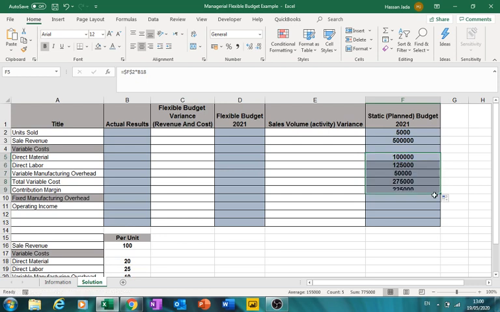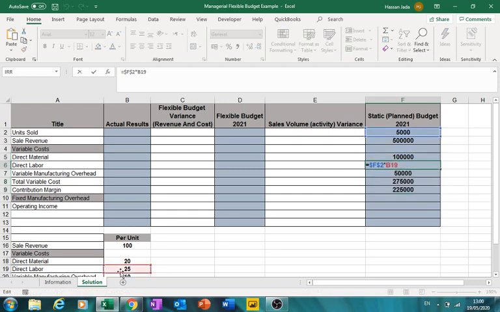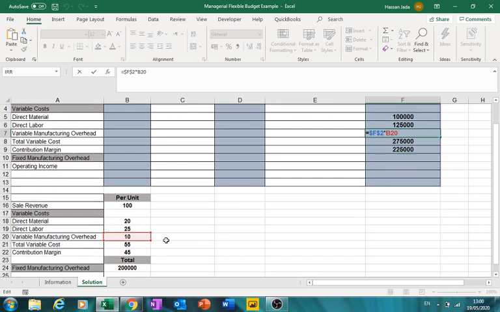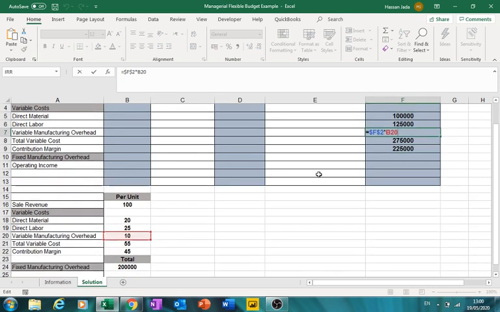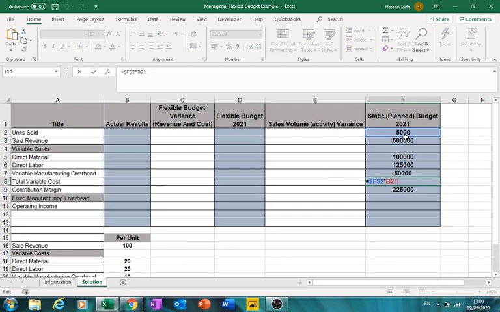Here we have to multiply 25 by 5,000 units. We have to multiply 5,000 units by 10 JD per unit, and we have the total, which is 55 multiplied by 5,000 units, or the sum of these amounts: 100,000, 125,000, 50,000 equals 275,000 total variable cost.